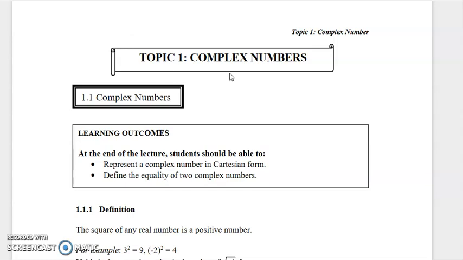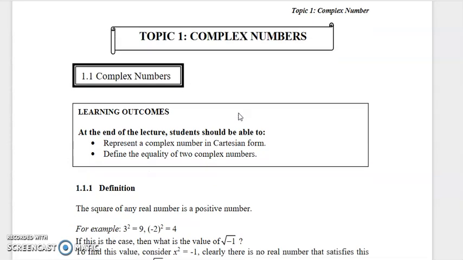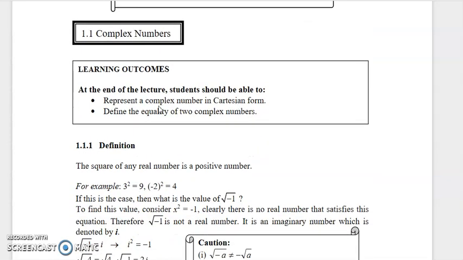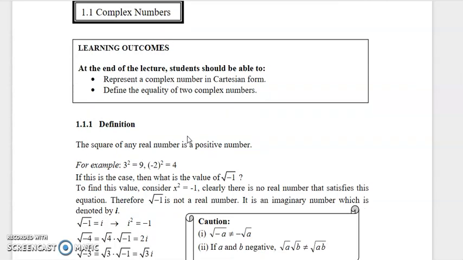Okay, so we're going to see about the first topic. First topic, it is about complex numbers. Subtopic 1 is about the complex number itself, the learning outcome that you're going to learn from the first subtopic: represent a complex number in Cartesian form, and define the equality of two complex numbers. So it's a definition here.